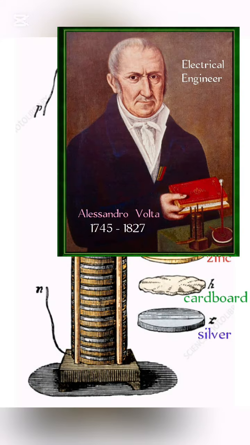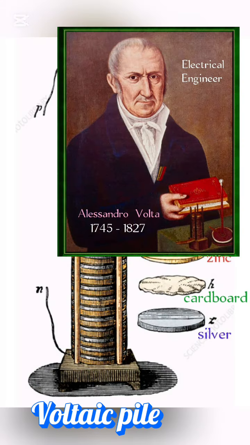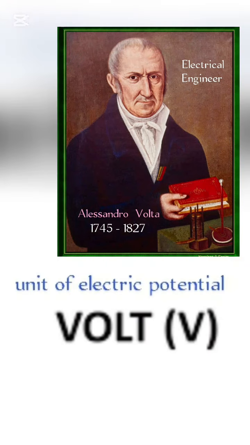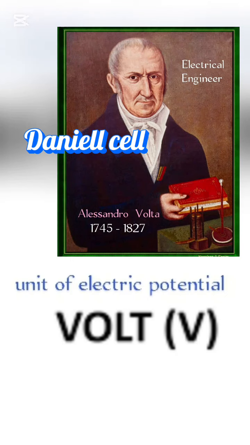To support his view, he constructed the first electric battery, known as the voltaic pile, in 1800. The pile consists of alternating pairs of zinc and silver or copper discs separated by pieces of cardboard soaked in brine, salt water, or dilute sulfuric acid. This invention provided the first continuous source of electric current. The unit of electric potential, the volt, is named in his honor.